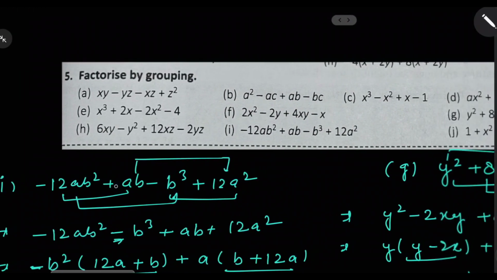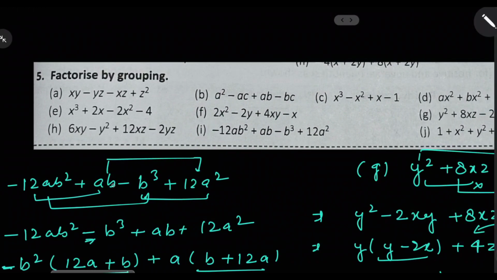The rest of the questions which we have not done yet are your homework. Do them, and if you find any kind of difficulty, you can ask me.